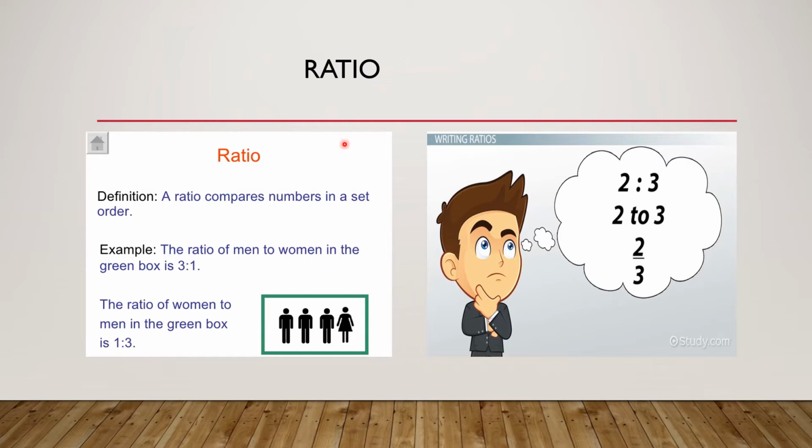Ratio is basically a comparison of two quantities and the quantities must be in the same unit. Here the definition which is given to you is a ratio compares numbers in a set order. Here an example is also given. You can see in the green box, how many men are there? 3. And how many women are there? 1. While finding the ratio of men to women, which quantity comes first? Men. So how many men are there? 3. So what will come first?